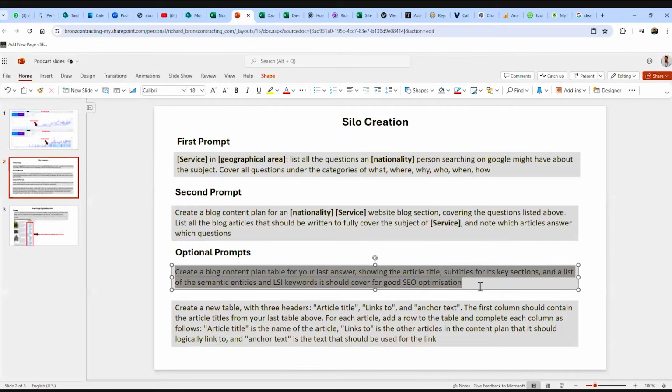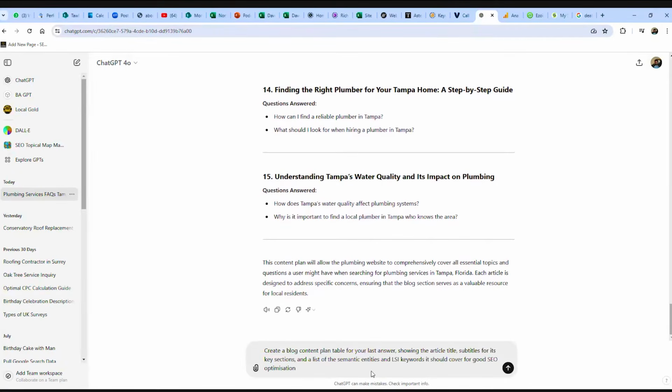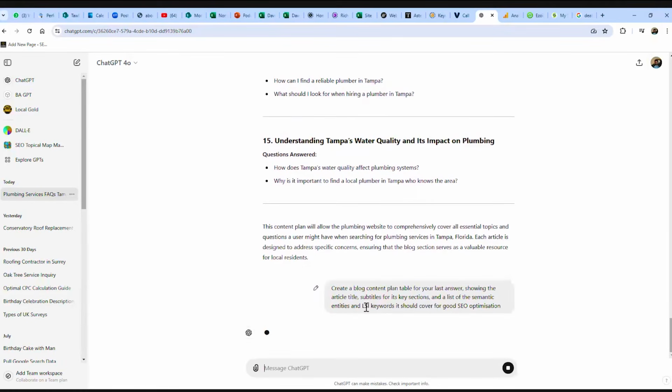Cool. Let's try this one. Just try the next 2 and see what happens. So, nothing to change here. Create a blog content plan for your last answer, showing the article titles, subtitles, list of entities. Okay, let's see. LSI keywords, a topic of debate within SEO, but I think it's worth covering the bases.